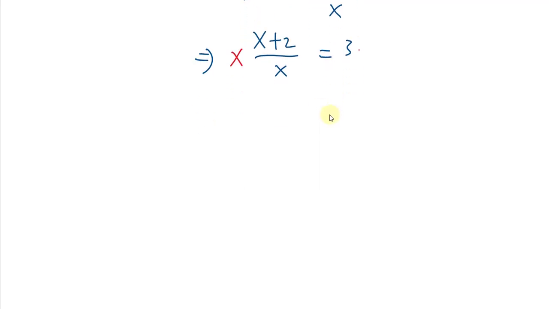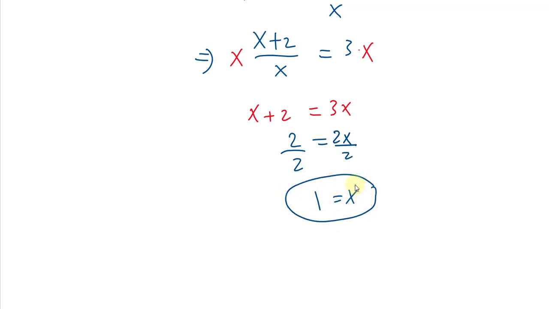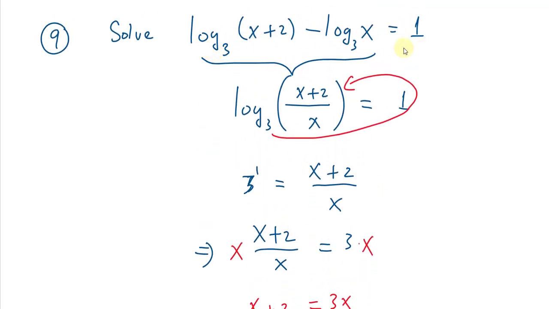Okay. Multiply by x on both sides. X and x, they cancel out. You have x plus 2, right? Equal 3x. To solve for x, subtract x on both sides. I have 2x equal 2. To solve for x, divide both sides by 2. You have x equal 1. So 1 is the solution to this log equation.